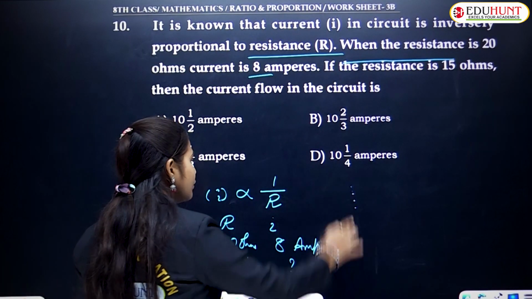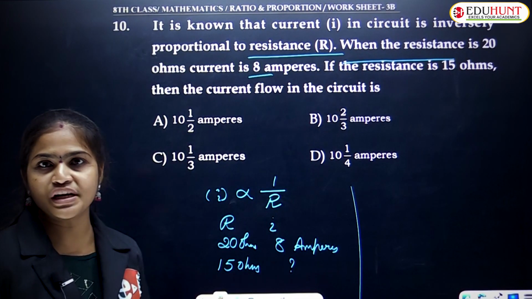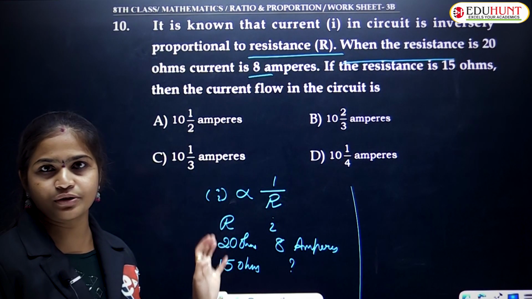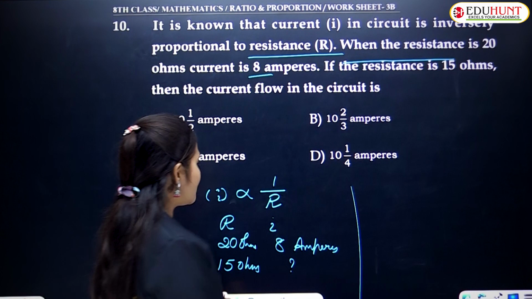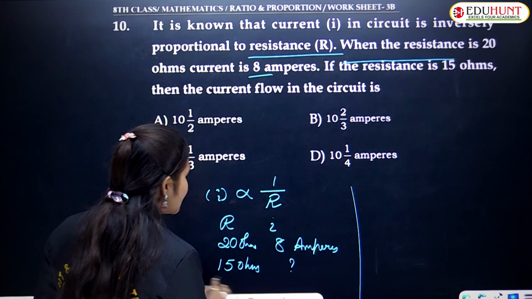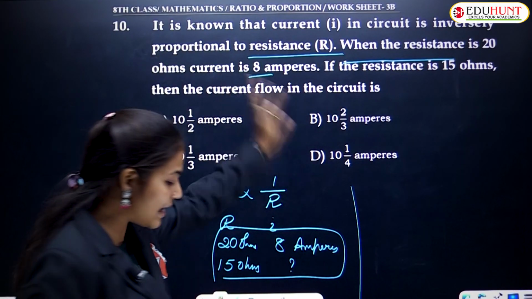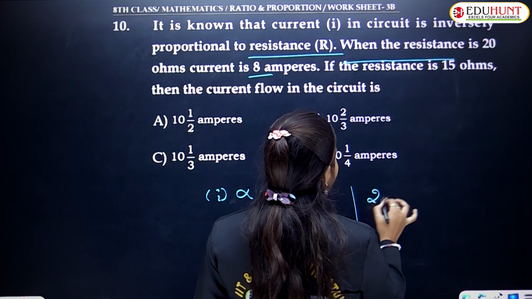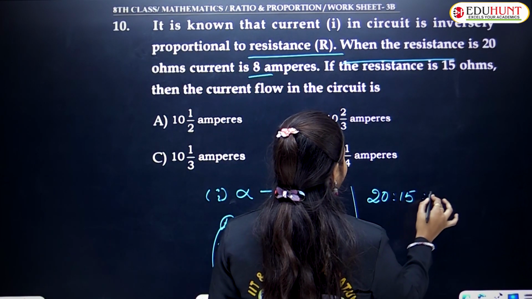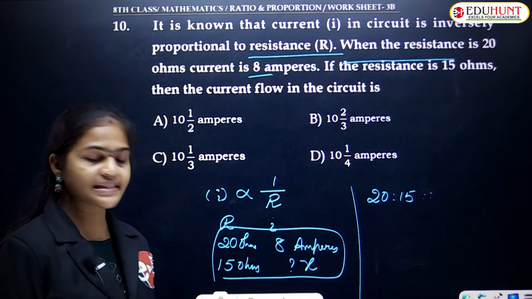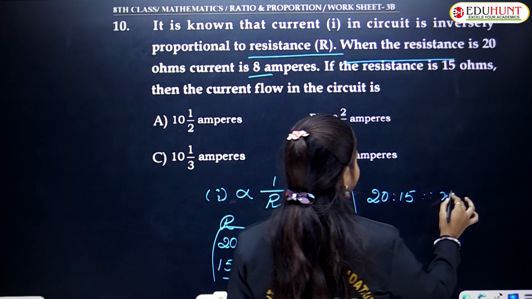So children, you know that I is inversely proportional to resistance. Current is inversely proportional to resistance in a circuit. So as per this, we can say inverse proportion, in the question only they directly gave it. So directly apply that condition here. 20:15, you have to take that inverse ratio of 8 and x. So x is to 8.